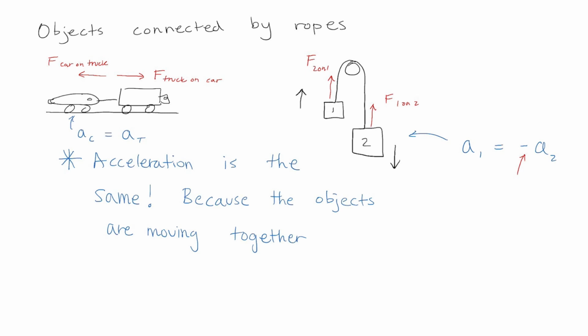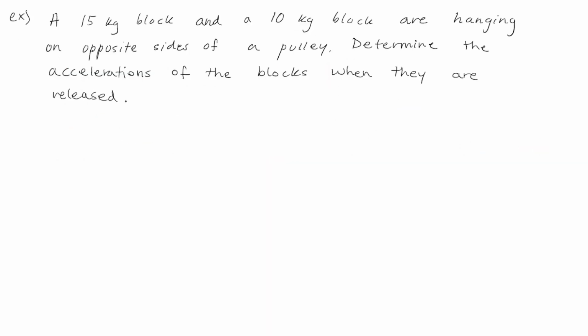Now let's do an example to practice this. In this question, we have a 15 kilogram block and a 10 kilogram block, which are both hanging on opposite sides of a pulley. And we are asked to determine the acceleration of the blocks when they are released. So you can imagine the 10 kilogram block, which I'll label A, will accelerate up because the heavier 15 kilogram block, which I labeled B, will be moving down, which will pull it up.